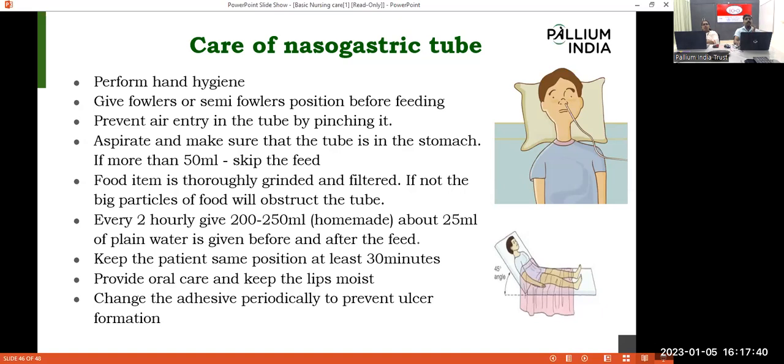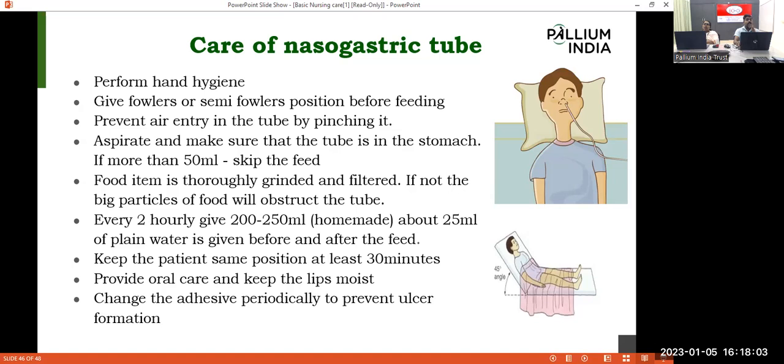After completion of the feeding of the food content, 25 ml of plain water is also needed for flushing the tube. Then keep the patient in the same semi-Fowler or Fowler position for 20 to 30 minutes after the completion of feeding.